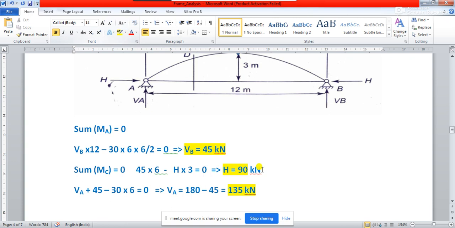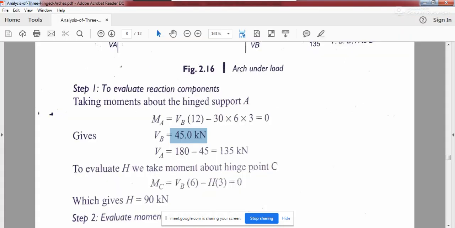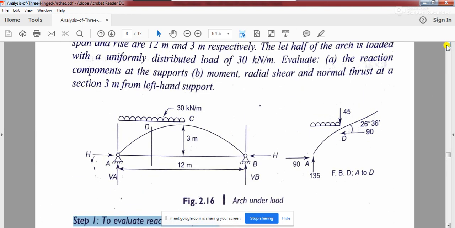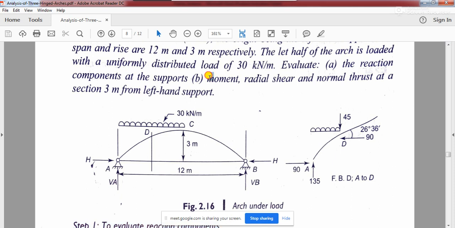Okay. So you see, we have now done the first step. Step 1, to evaluate the reaction components. So we have calculated this much. Everything is clear. Now the next question is you find out the moment, you find out the radial shear, you find out the normal thrust. So now you have an idea about the normal thrust and radial shear. Already you have solved one problem.